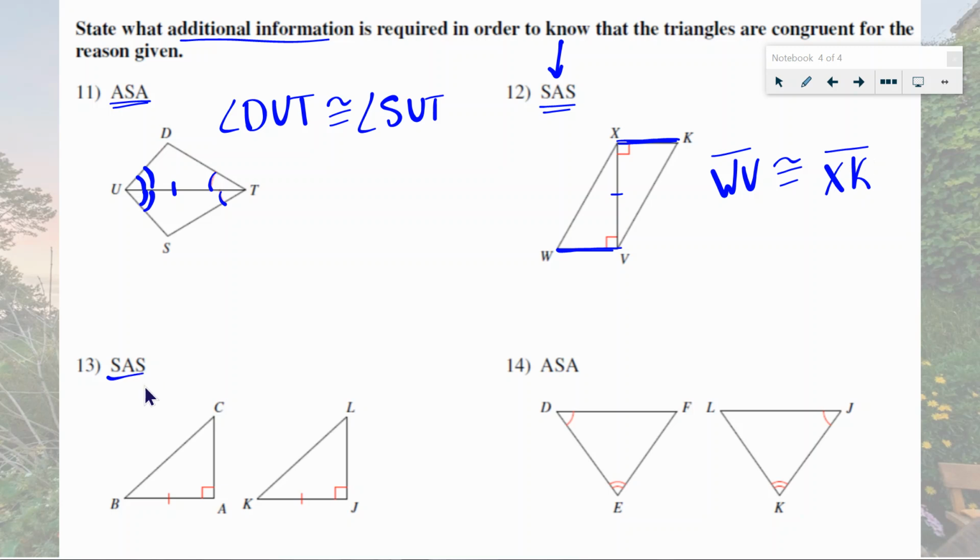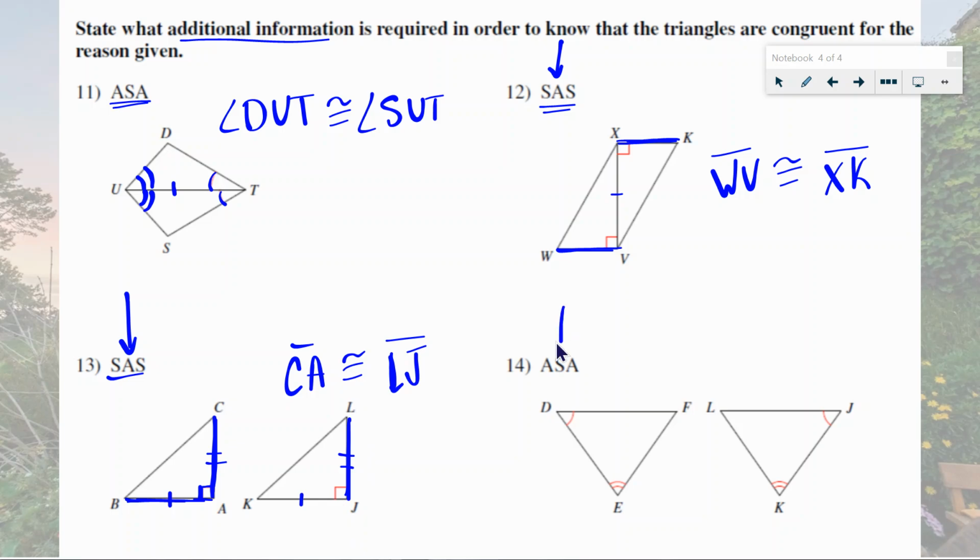Right here I'm looking for side, angle, side again, so I'm looking for this side and this side to be congruent, then the next angle over, and the side that would include that angle. So this is the included angle between these two sides. So really what I need to show is that these two are congruent to each other. So CA would need to be congruent to JL or LJ to have the three pieces that I need there: the side, the angle, and the side that would include that angle.